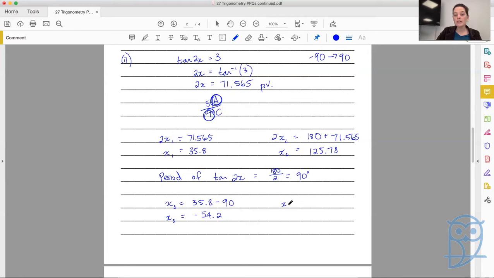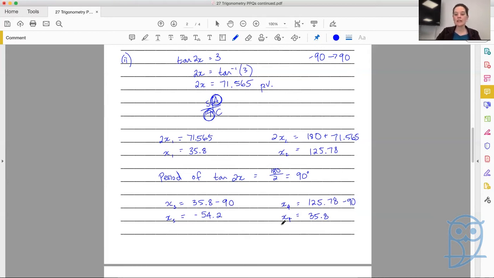x4 we would take off our x2, 125.78. Again, we're going to have to go minus 90 because we're moving towards our domain. So x4 would equal, and here's the magic for tan, 35.8, which we've already got, okay? It's very special for tan that we often get this pattern where we're moving a period, then we're actually jumping onto the next tan.